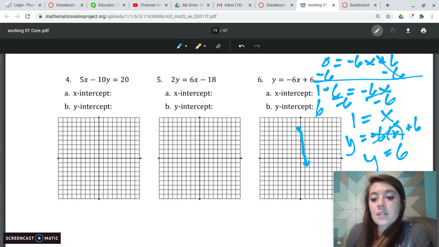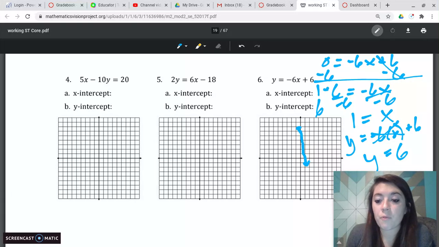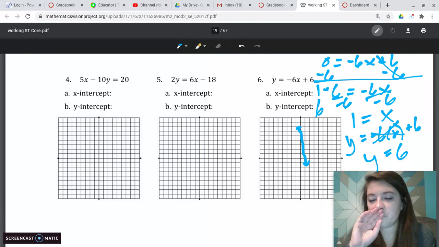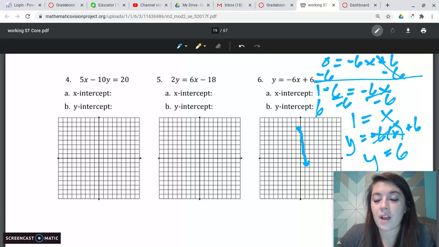Obviously, this line is also in slope-intercept form, so we could have plotted the y-intercept of 6 and then used a slope of negative 6, so go down 6 and over 1 to find our next point, which would have actually given us our x-intercept. So this is how we find our x and y-intercept. To find our x-intercept, you plug a 0 in for y. To find our y-intercept, you plug a 0 in for x.